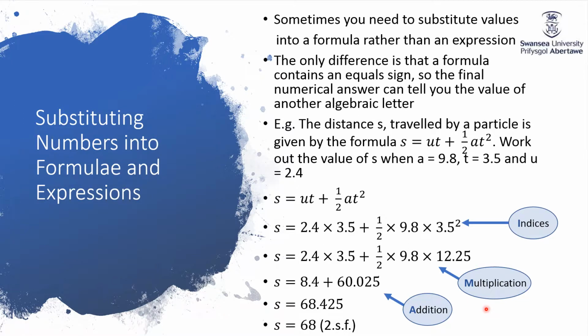Next, addition. Is there any addition? Yes. So we next do the addition to give us this number here. And then is there a subtraction? No, we've now finished the equation. Now, 68.425 is quite a clunky way of writing it, so I've written it as 68, which is two significant figures.